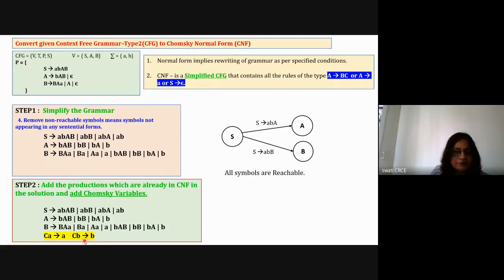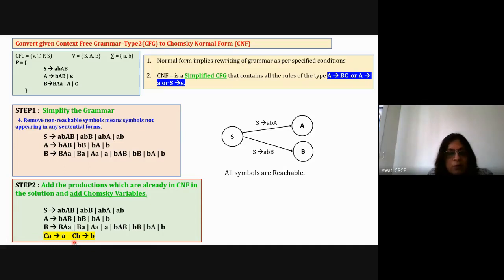So always follow this: CA generates a, and this type of rule is allowed in Chomsky normal form. This is the second type of rule. A generates small a, meaning left hand side is a single variable, right hand side is a single terminal. So like this here, left hand side is a single variable, right hand side is a single terminal. So these two Chomsky rules I have added in my existing grammar. So the output of the simplification is the input, and to that set of grammar, I have added two different rules which are already in the Chomsky normal form.